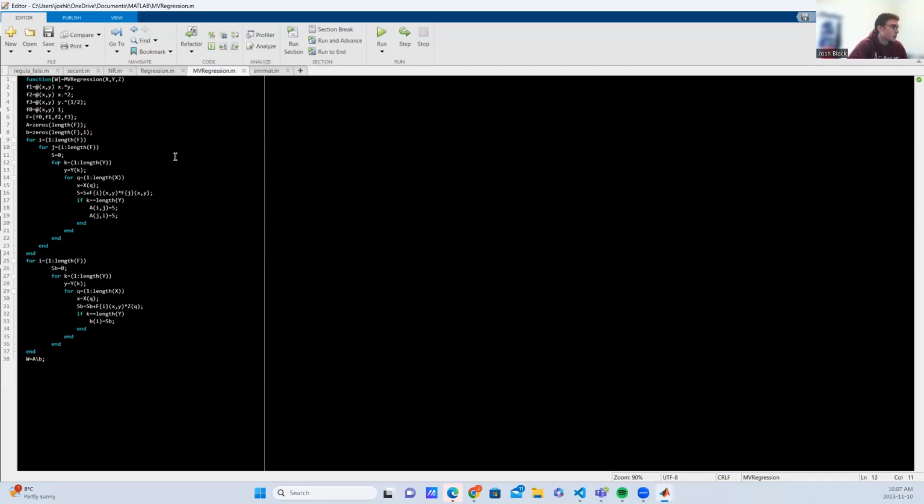From here, we're going to do another for loop for k from 1 to the length of y. What this does is it starts our summation over the y value. Remember, we had the sum of y, sum of x, then our functions. It starts the summation over y.